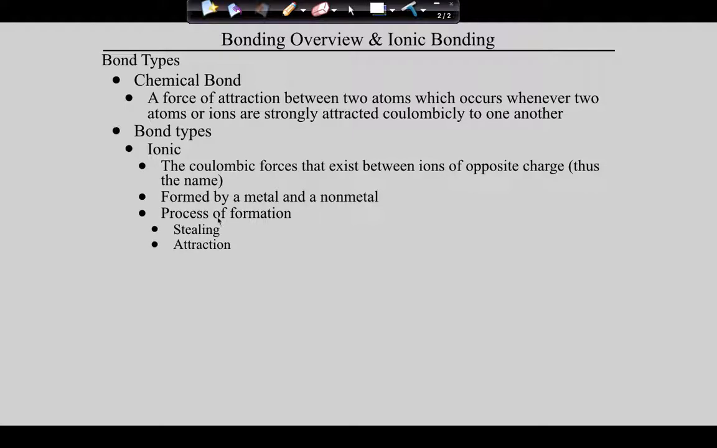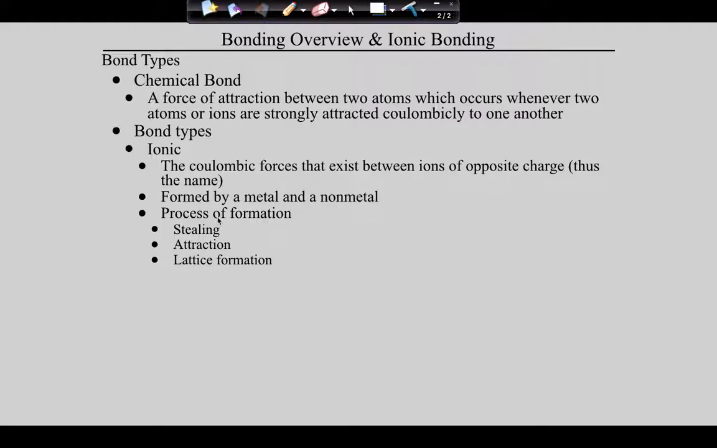So guys, this should sit well for you: an ionic bond is a coulombic force that exists between ions. So there's our attraction. It exists between ions. It is a metal and a nonmetal, and this forms when the nonmetal steals the electron from the metal. This creates ions, which then attract each other. Is that all sounding very familiar?